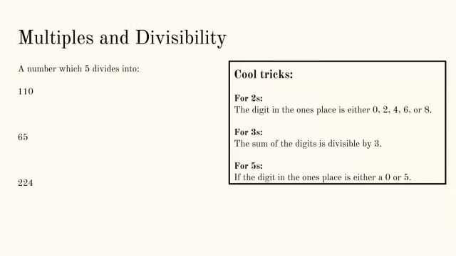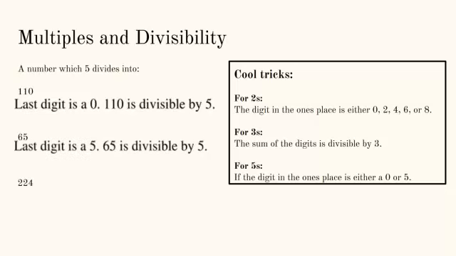A number which 5 divides into. Okay, so we have a cool trick. If we look in the ones place, if it's a 0 or a 5, I know it's divisible by 5. The last digit is a 0 for 110. Therefore, 110 is divisible by 5. The last digit is a 5 for the number 65. Therefore, 65 is divisible by 5. Then the number 224, the last digit is a 4. 224 is not divisible by 5.